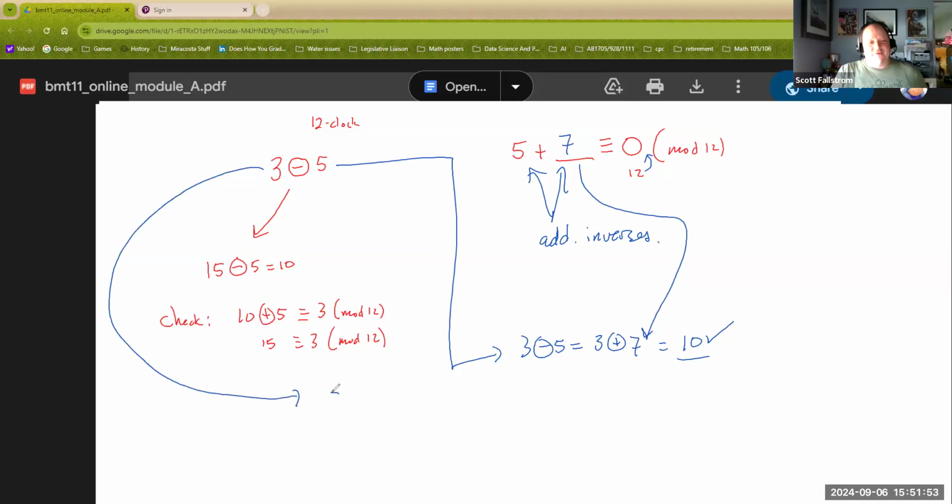Well, if you had 3 take away 5, you could think about a 12 clock and rewrite the 5 to something that's equivalent to it, but negative. So go back 12 hours from 5 o'clock, and you will be at 7 going the other direction, right? Because 7 plus 5 is 12. So then you can think about 3 minus negative 7. Think about it back to the addition and subtraction you're used to, and that becomes 3 plus the opposite of negative 7, which would be positive 7. And that also gets you to 10.